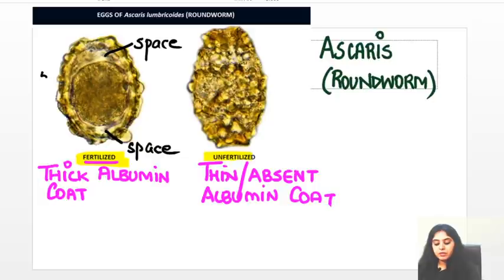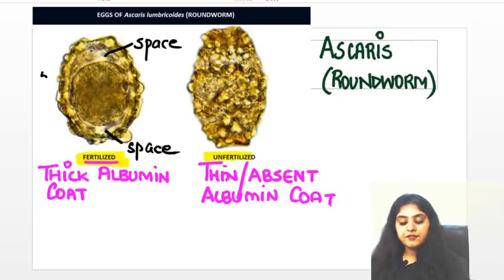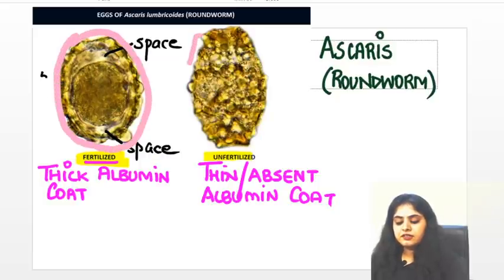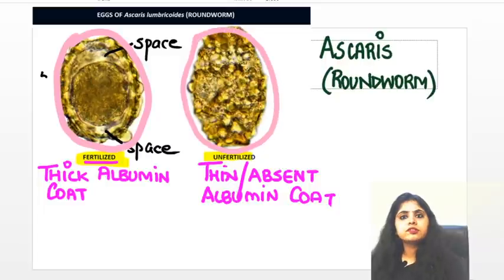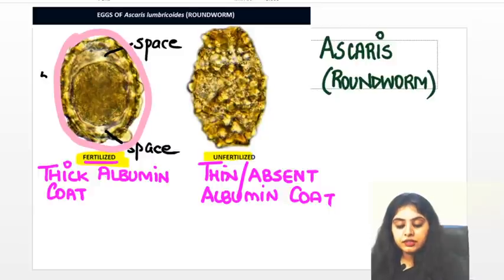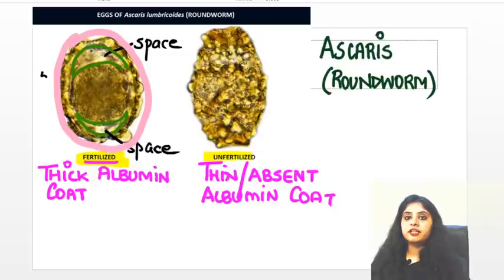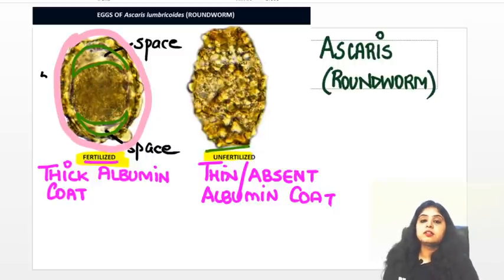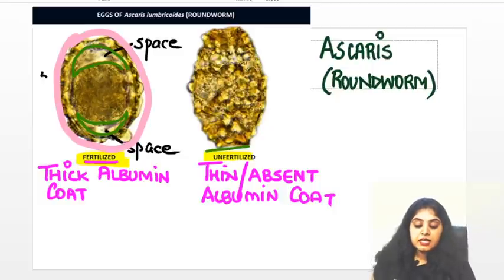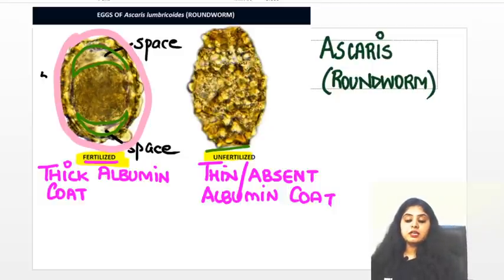So please remember, when you're dealing with fertilized eggs, they are going to have a very thick albumin coat around them, as you can see, whereas in the unfertilized egg you don't see that albumin coat. Number one. In the fertilized egg, can you see over here there is a crescentic space out here, and a crescentic space out here? Yes. In unfertilized eggs, you don't see that crescentic space. So please remember, the fertilized egg has a very thick albumin coat and a crescentic space, that is Ascaris.